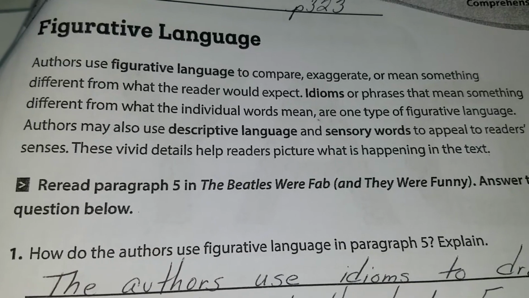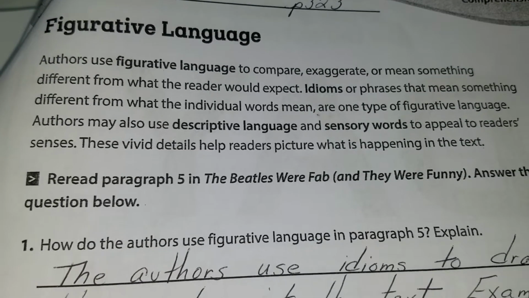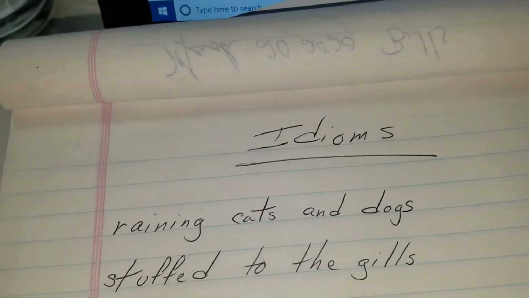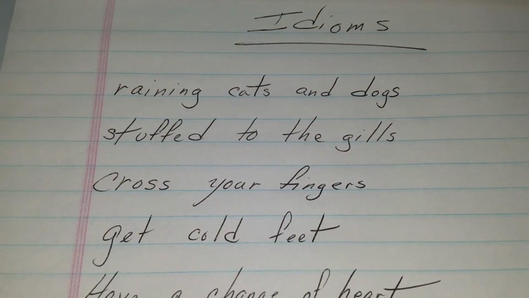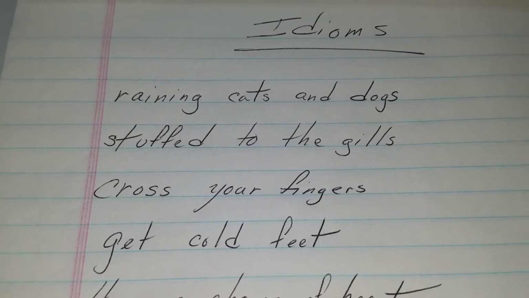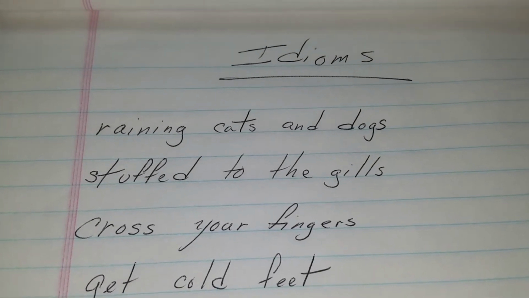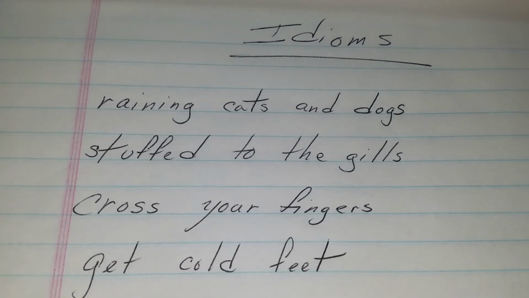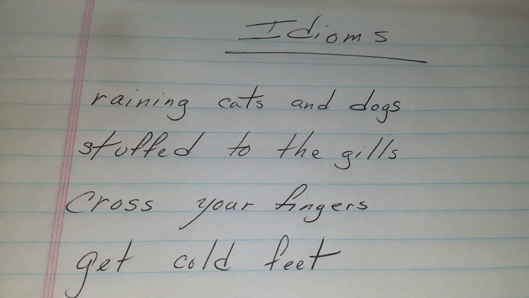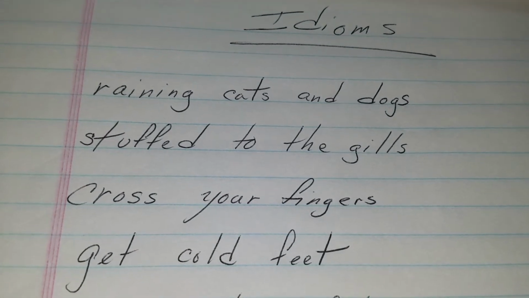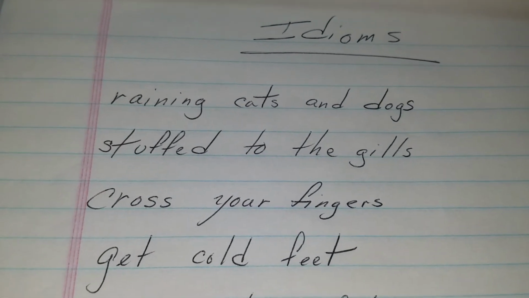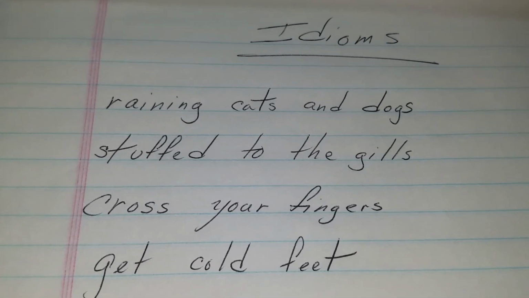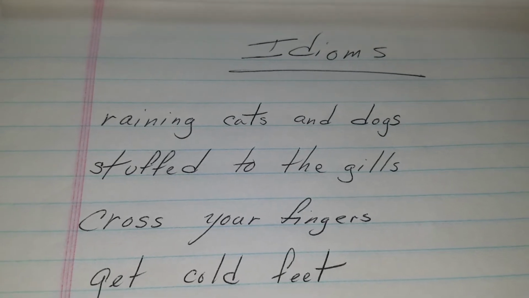Idioms are a bit weirder, okay? So let's take a look at idioms. Idioms are basically these sayings that have nothing to do with what they're talking about. We say them all the time. They're close to cliches, I think. So we have idioms like raining cats and dogs. What do cats and dogs have to do with rain? I don't know. I don't know where this came from either. But we tend to say it. It's raining cats and dogs.